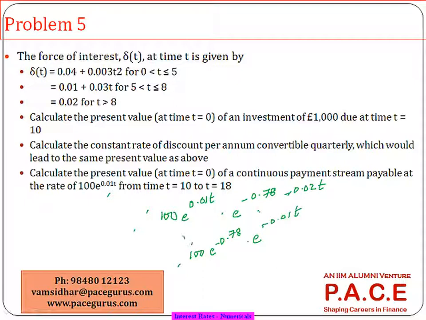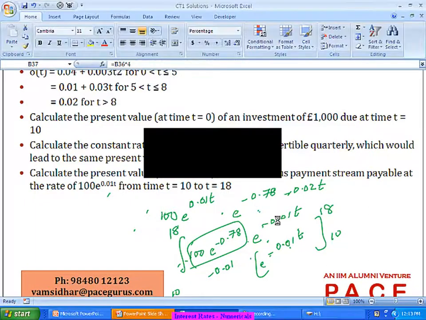But this entire thing has to be integrated between 10 to 18, right? So if I simplify this integration, taking this part directly as a constant, e power minus 0.01t divided by minus 0.01, even that constant also I'll take here. So this works out to e power minus 0.01 into t. Again, this has to be integrated between 18 and 10. So let's simplify this number: 100 e power minus 0.78 divided by minus 0.01.